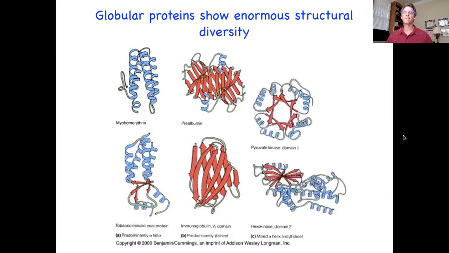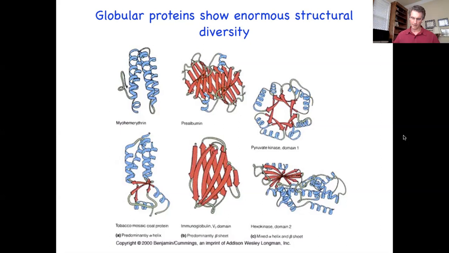And then you can mix it up, right? Examples of forming a parallel beta sheet with flanking alpha helices, or mixtures in other ways. There are just a huge number of ways in which secondary structural elements can get packed into three-dimensional space to form a globular protein.